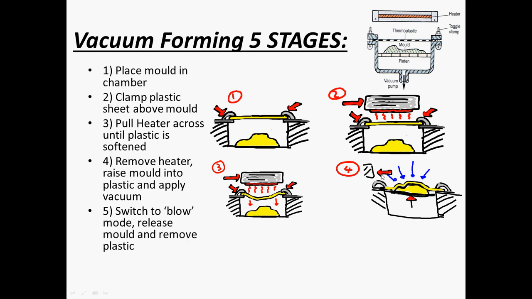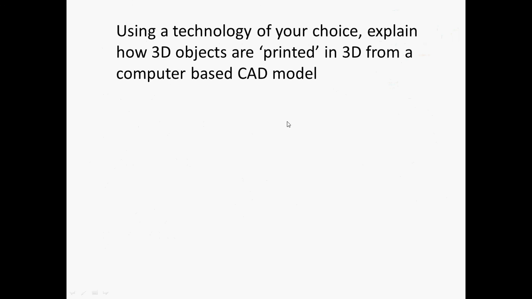I would expect you to draw these diagrams. Mould in, clamp the sheet. Heat the sheet until it sags. Press the mould up into it and apply the vacuum, and then the 5th picture that's not shown is you lower the mould, switch it to blow so it's easier to remove the mould, and unclamp and take out your finished part. There's plenty of videos on the internet of how vacuum forming works.